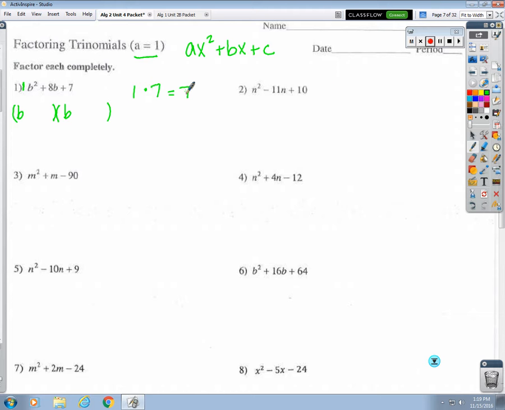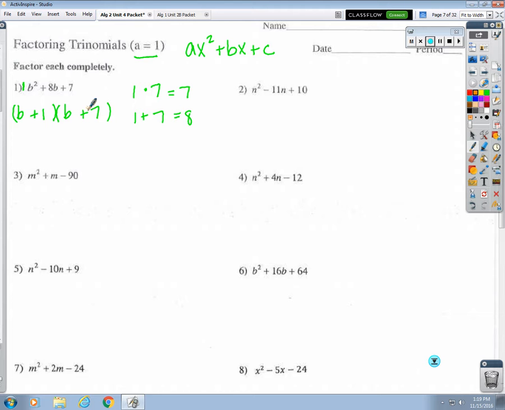Okay, and it's prime, so those are the only numbers. Do those numbers also add up to 8? Yes. And both of them need to be positive, so you put a positive 1 and a positive 7. Would it have been okay if I'd have written b plus 7 first and then b plus 1? Yes. Now, you don't have to write this, just watch. I'm going to show you why this is the answer.